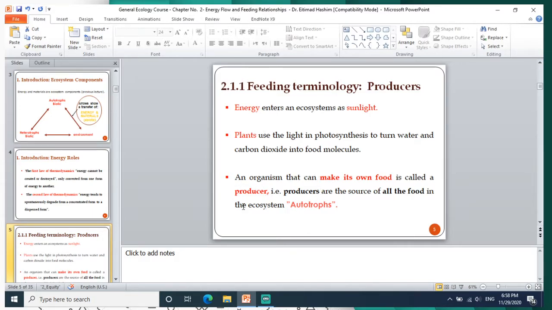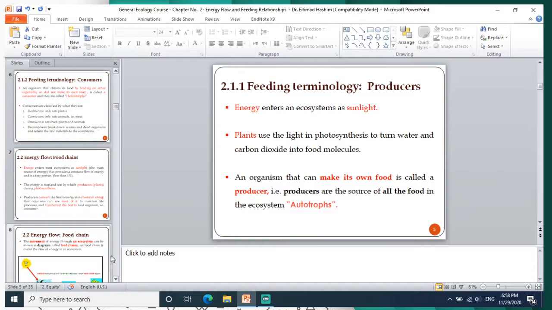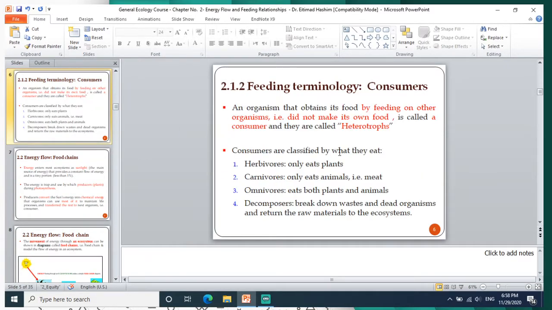Why are they called producers? Because they are the source of all the food in the ecosystem. Also, they are called autotrophs. While the other organisms that obtain food by feeding on other organisms or ready food like glucose, that means they do not make their own food, are called consumers. And consumers are also called heterotrophs. Why heterotrophs? Because they are not able to make their own food from simple materials.